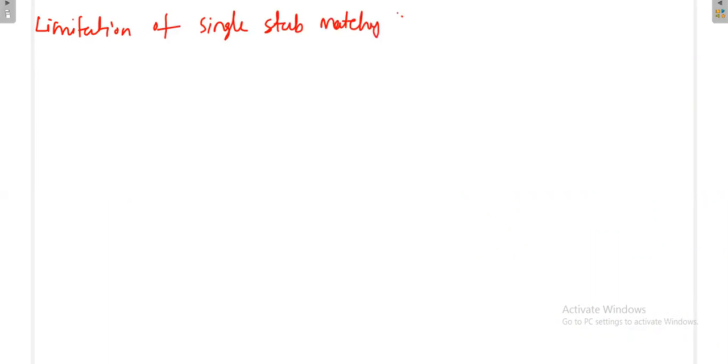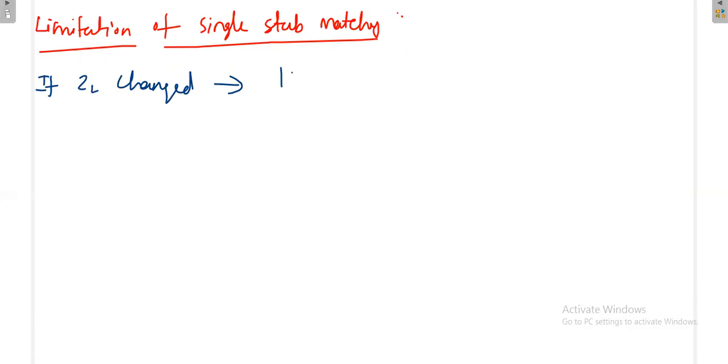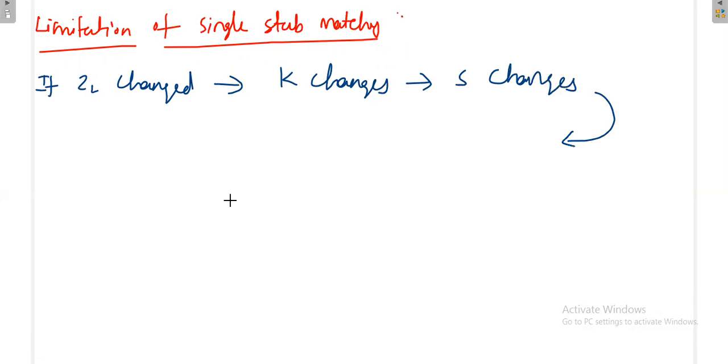Okay, it's very clear. If ZL is changed, K changes. If K changes, S changes. Then what will happen? If S changes, both the location and the length of the stub change.